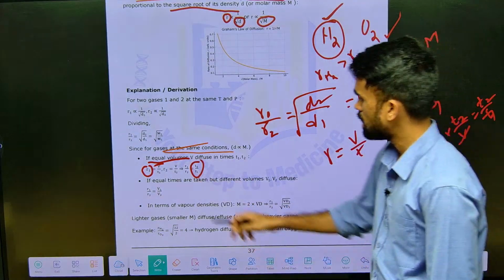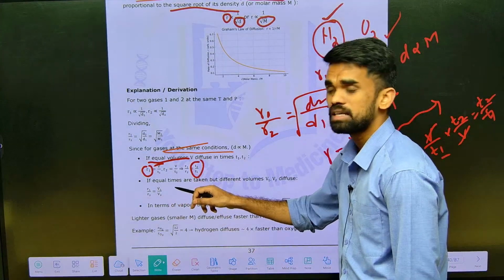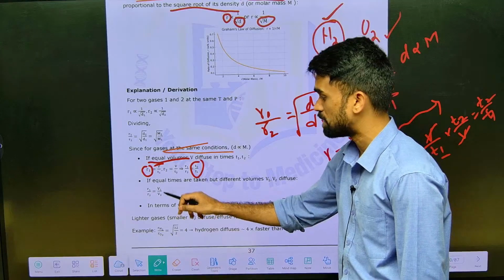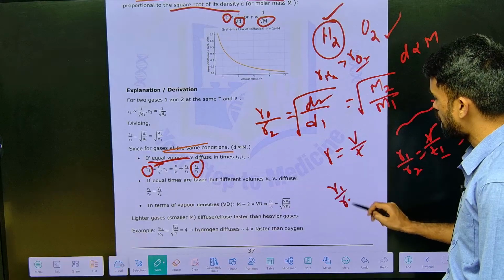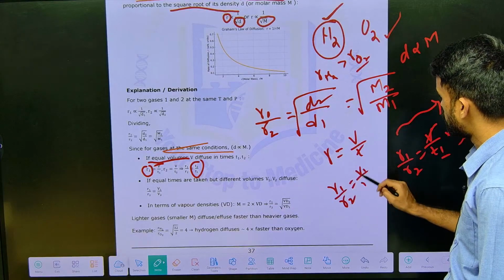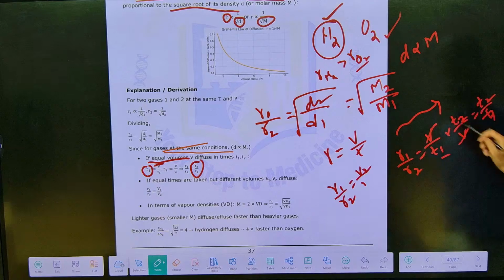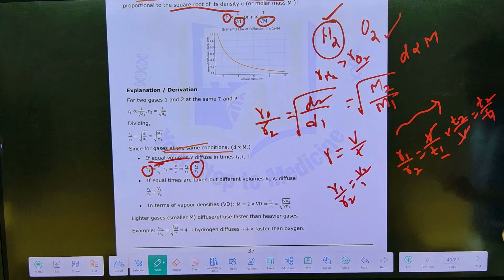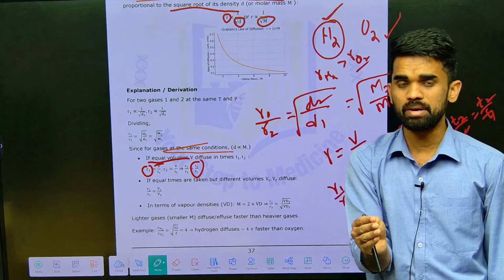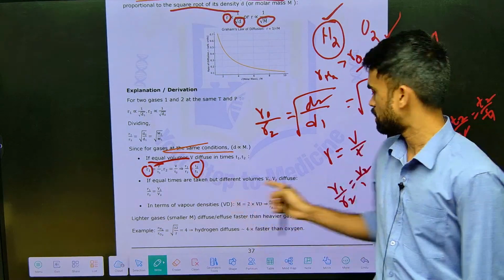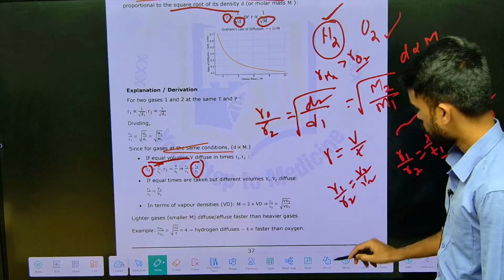Similarly, if they take equal time, then what is the volume covered? You need to get this relation as R1 by R2 equals V1 by V2, because T cancels here, as we are considering the same time with different volumes. That is it.